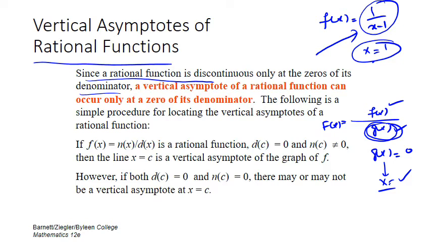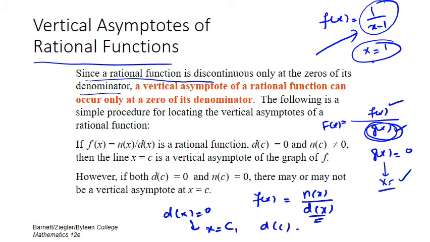So the simple procedure for locating the vertical asymptotes of a rational function is that we separate the rational function into two functions. We say n of x is the numerator and d of x is the denominator of a rational function. Now we put d of x equals 0 and solve for x, and we get some number. Let's say for instance we assume c. So d of c of course will be 0, and if n of c is not equal to 0, then we say that a vertical asymptote exists at that point.